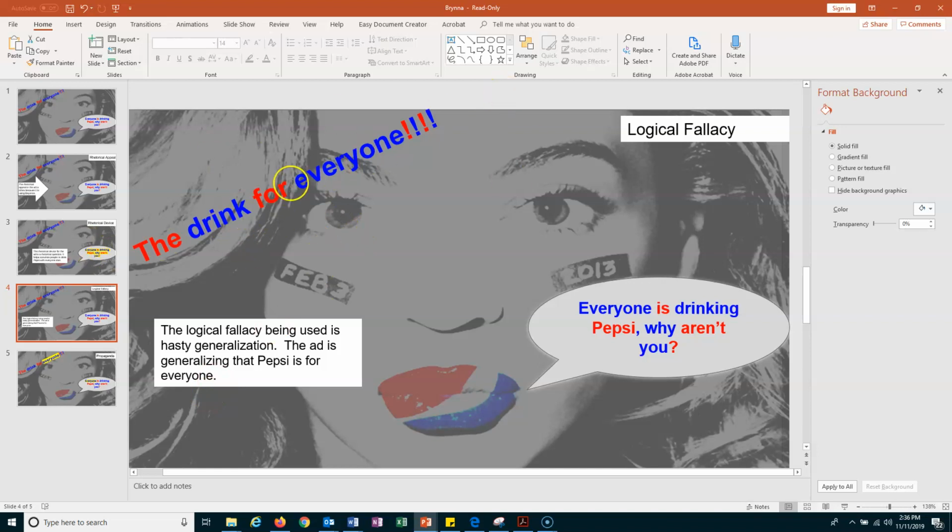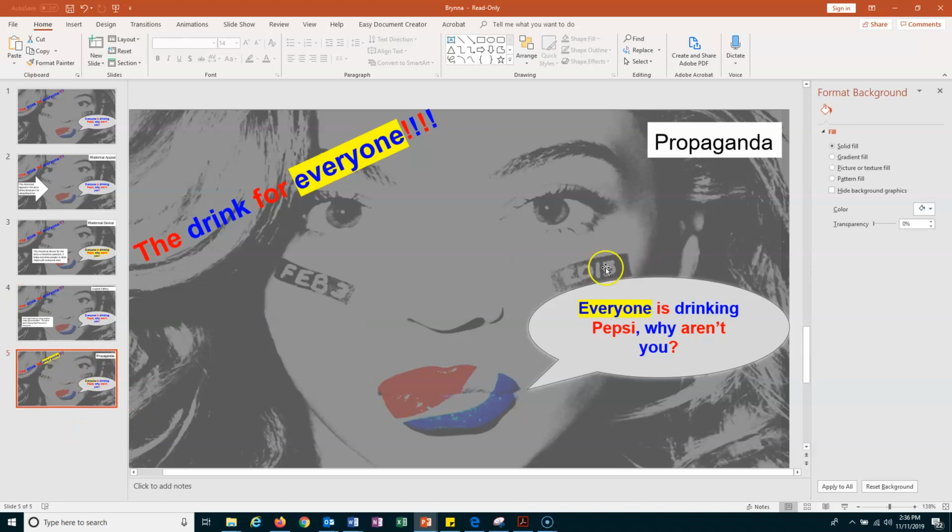So the drink for everyone, right? So that's the logical fallacy that's being used. And then the last is propaganda that's being used. And the propaganda is the drink for everyone. Everyone is drinking Pepsi. And the student actually did not put what this was, but this would be bandwagoning, right?